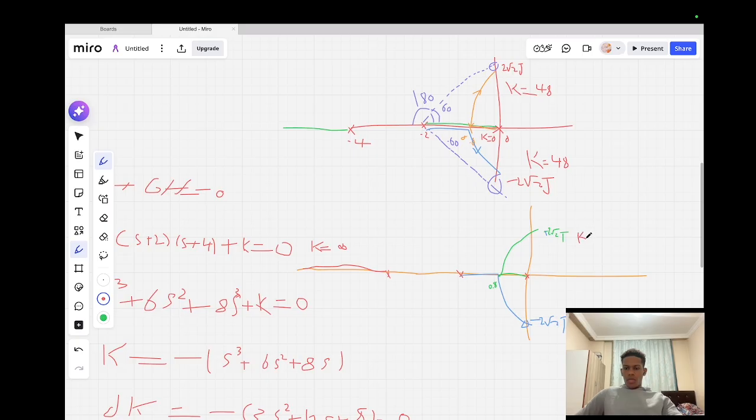Here when K equals 48, K equals 48. And here K equals 0. Minus 4, minus 2, and 0.